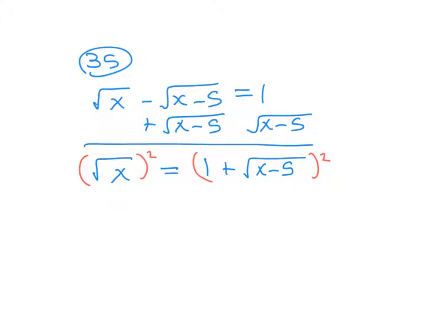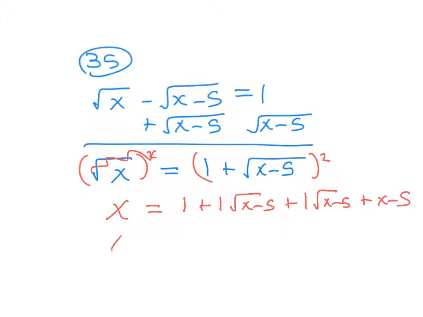And now I can go ahead and get the radical to cancel. I need to FOIL the binomial over here. Once I FOIL it, I get 1 plus 1 times the square root of x minus 5, 1 times the square root of x minus 5, plus x minus 5. The radical disappears. I can combine my like terms. I can add the 1 and the negative 5, and that will give me negative 4 plus x, and then combine these two and get 2 square root of x minus 5.